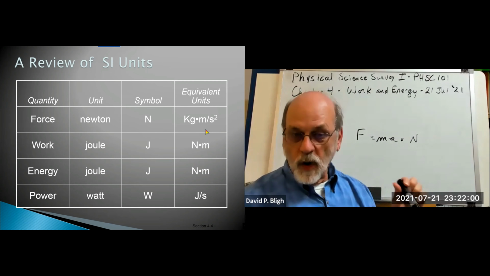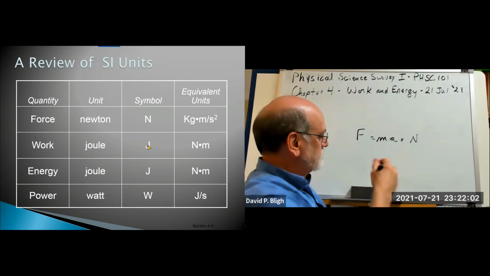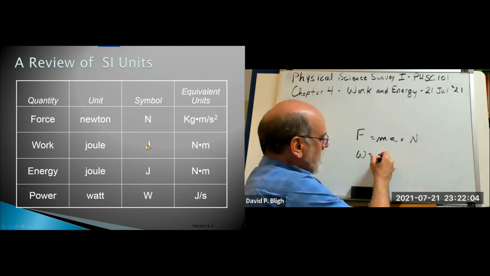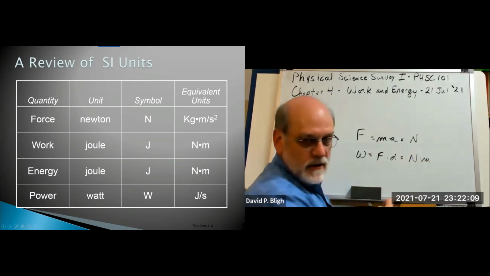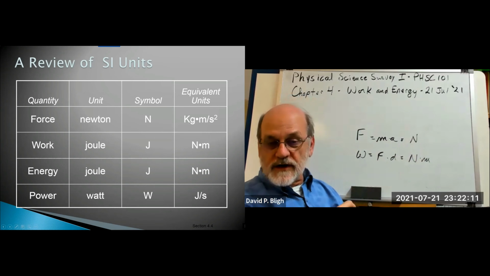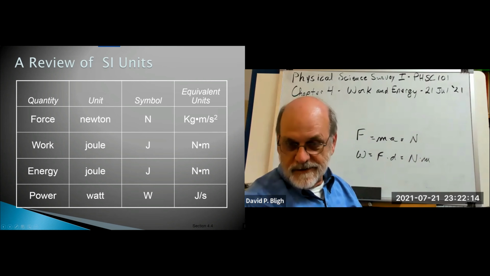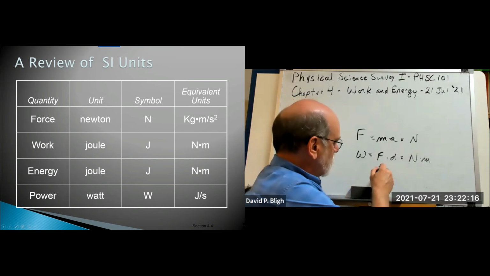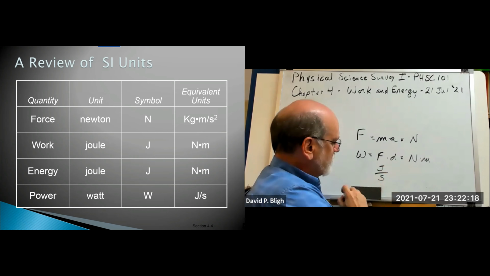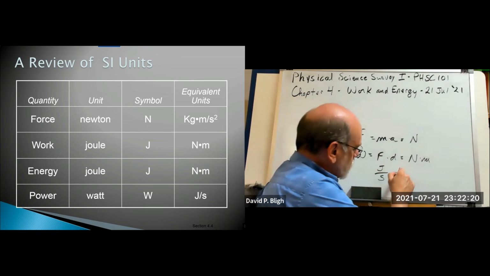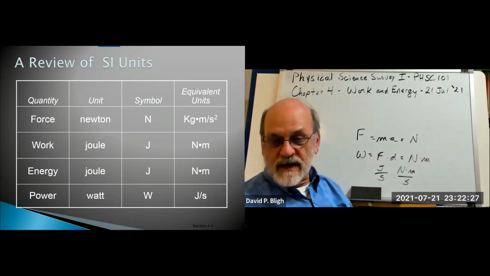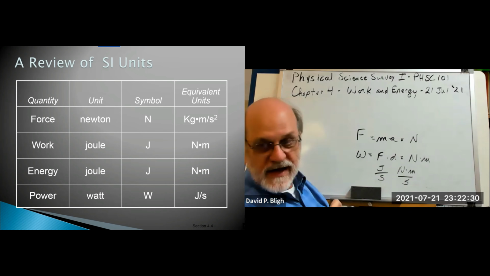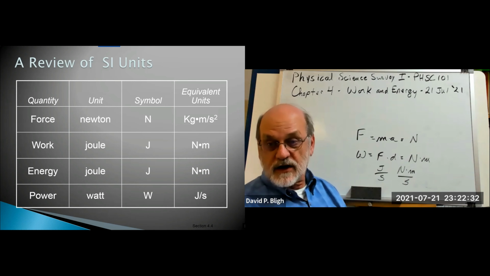Okay? Work is a Newton meter. Force times distance, which is a Newton meter. A joule is also a Newton meter. And a watt is a joule per second. So it's a Newton meter per second. Or it could be a kilogram meter squared per second squared per second. So it'd be a second cubed.